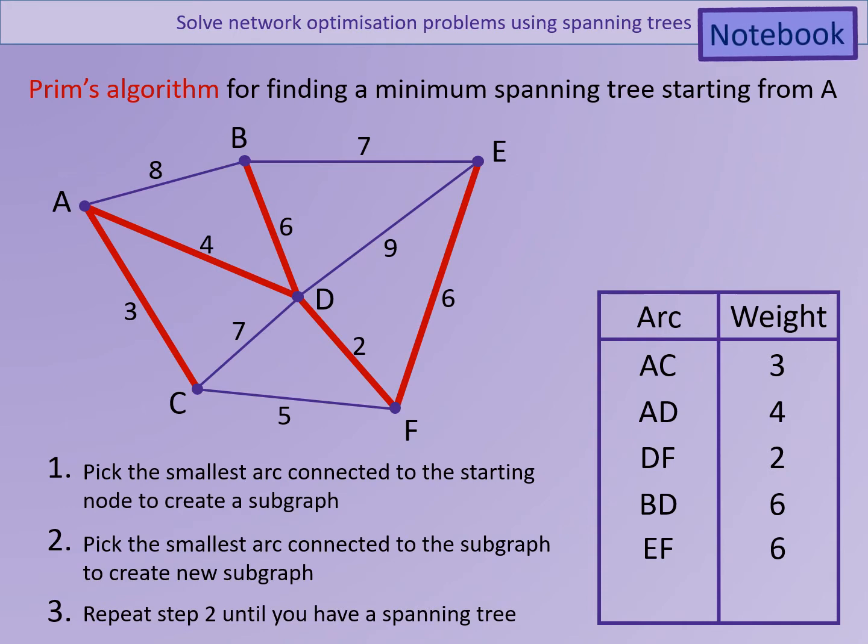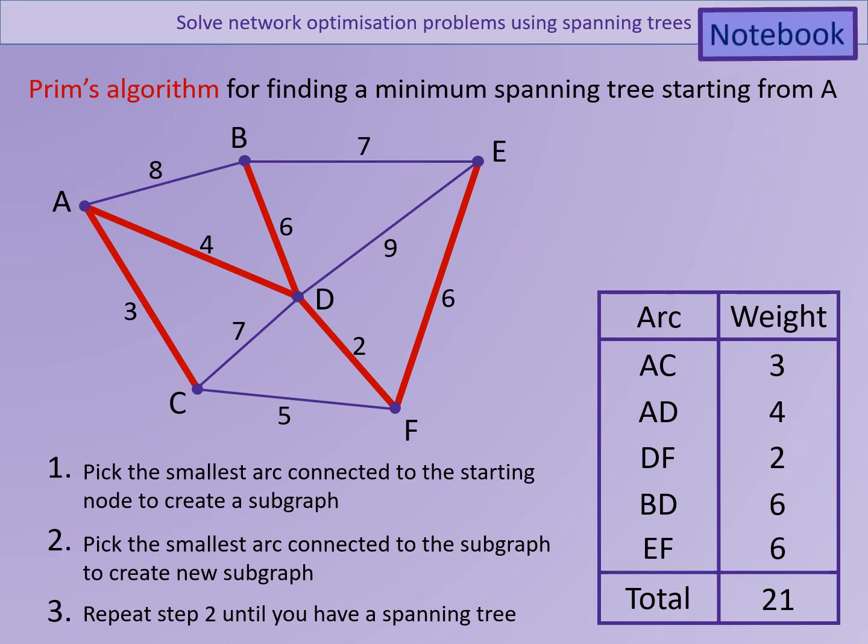So we've now finished. We know we've finished because we have added all of the vertices, so we've created a spanning tree. We now add together the weights, and that gives us the weight of our minimum spanning tree, which is 21. So another name for this problem is a minimum connector problem, because we're trying to find the minimum weight to connect all of the vertices to each other.